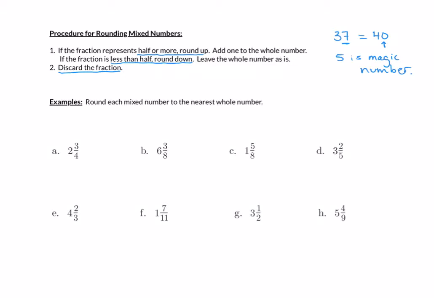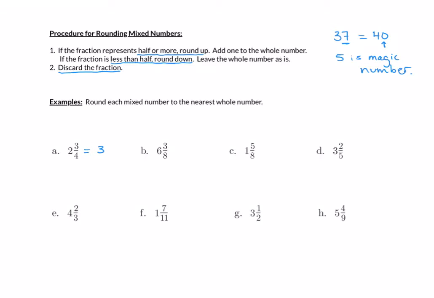So for instance, 2 3/4. If I have 3 out of 4 of the pieces of candy, do I have at least half? The answer is yes. So in this case, I do want to round up. We're going to change the 2 to a 3. We add 1 to the whole number, and we discard the fraction, so we leave our answer as 3.